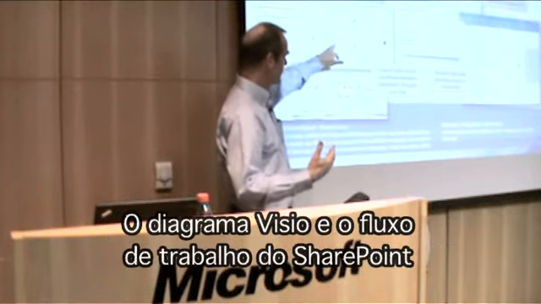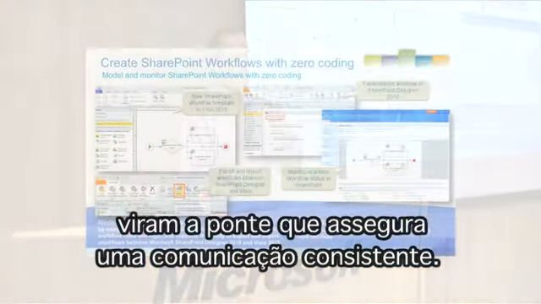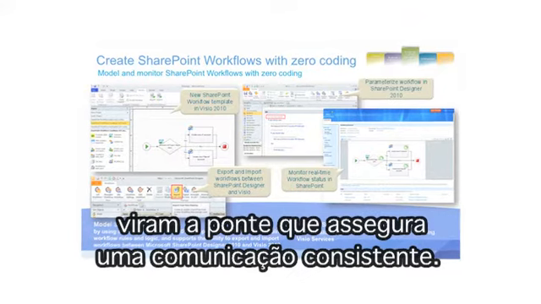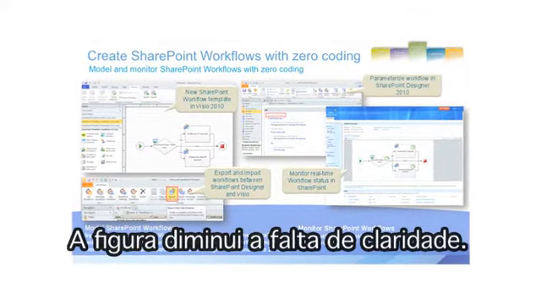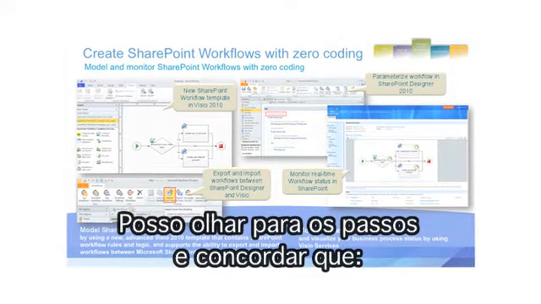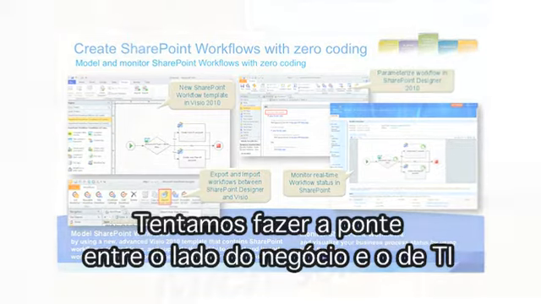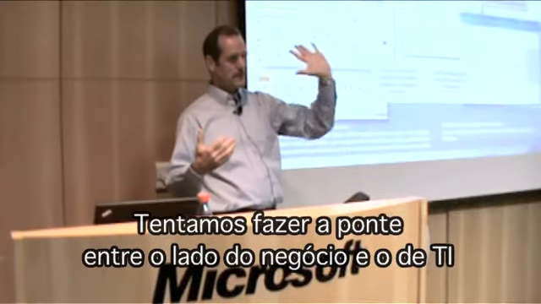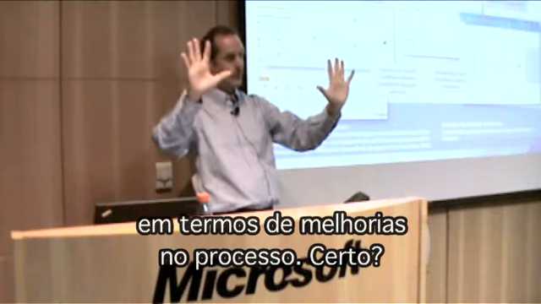And so the Visio diagram, the SharePoint workflow diagram, then becomes that bridge to ensure that you have consistent communication, because the picture reduces the lack of clarity. I can look at each step and we can agree, yep, this is the process that we want. Okay? So we're trying to bridge that gap between the business side and IT in terms of process improvement.